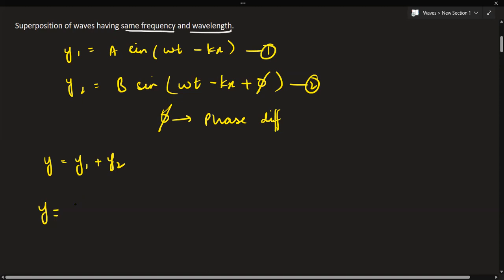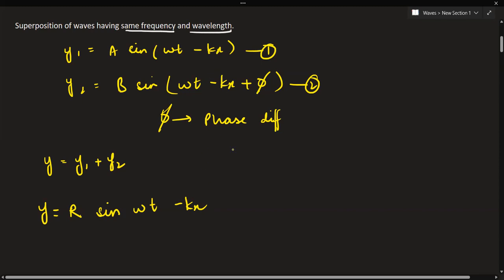How we'll calculate this resultant, I'll let you know. I'll remind you, you already know how to calculate the resultant of A and B. So let's say R is the resultant of the amplitude. Sine, the rest of the terms will remain the same: omega t minus kx. Now we cannot directly write phi. We have to identify what is actually the phase constant. We have to write the resultant of the phase difference, the resultant of this phase constant.